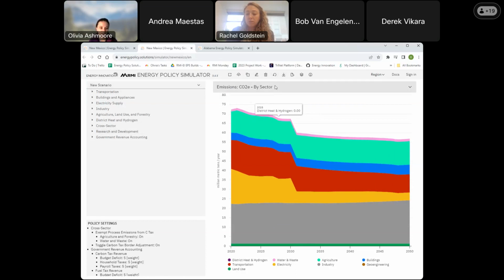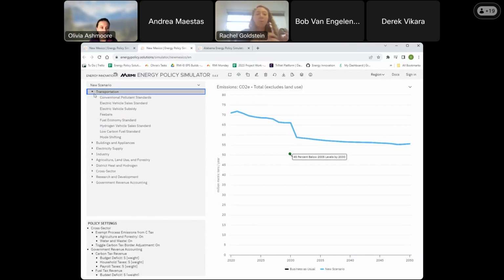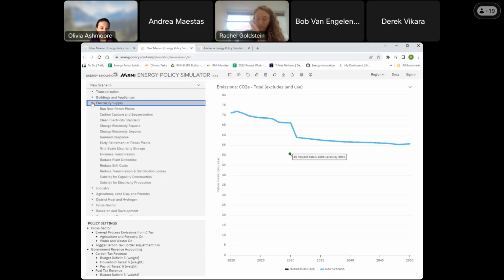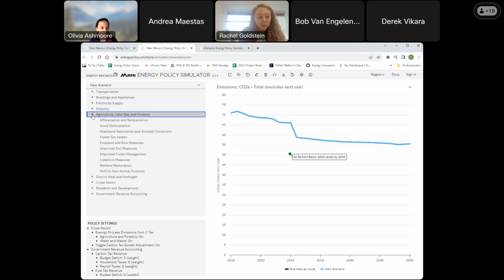And to create a scenario, I'm just gonna flip to this view. You're going to use this left hand bar over here. So this allows you to apply a policy onto the business as usual version of the existing model. So, for example, there's transportation policies that include things like a new sales standard. There's building policies that include things like energy efficiency and building electrification. The electricity sector has things like a clean electricity standard or early retirement of power plants. The industry sector has things like carbon capture and sequestration and industrial electrification and hydrogen fuel switching. Agriculture has things like avoided deforestation and reforestation, as well as methane mitigation for livestock.